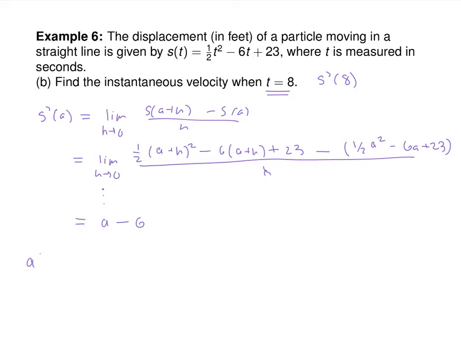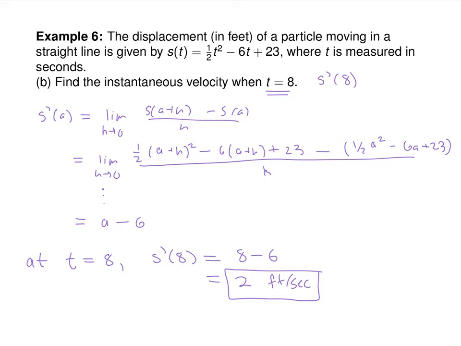Okay, so at t equals 8, s prime of 8 is equal to 8 minus 6, or 2. And what are its units? Feet per second. So at that time, is the particle going forwards or backwards? Forwards. Or if it's going up or down, it'd be going up. It just depends on which way you define to be the positive direction. Positive is either up or forwards.